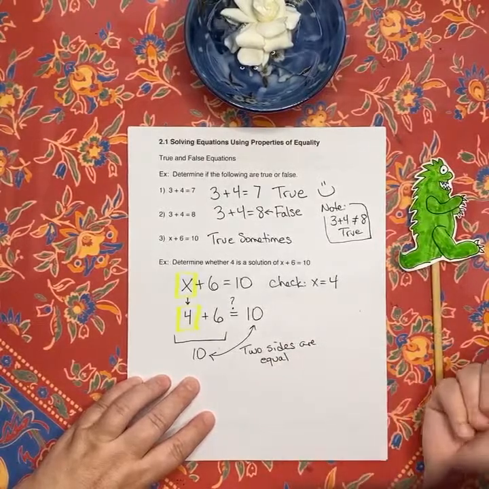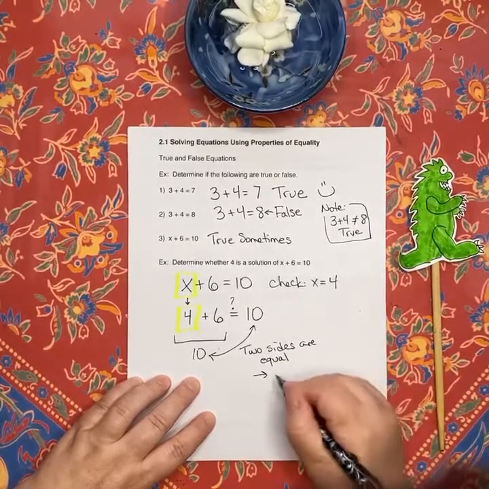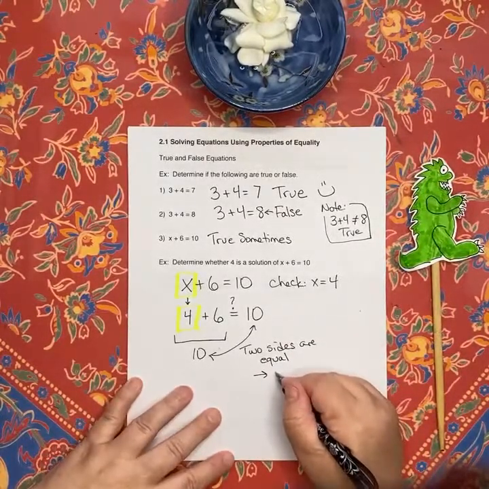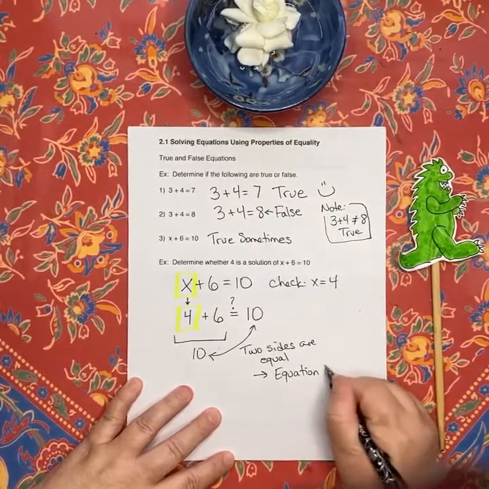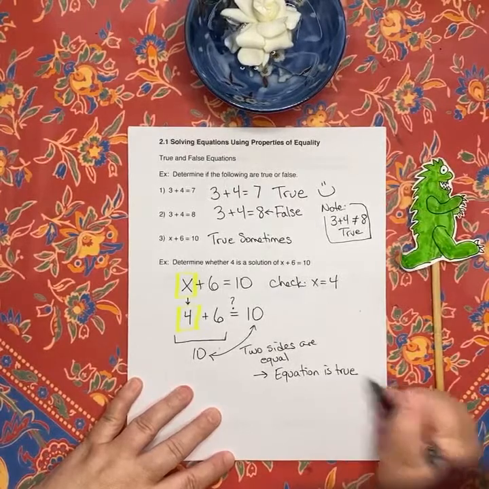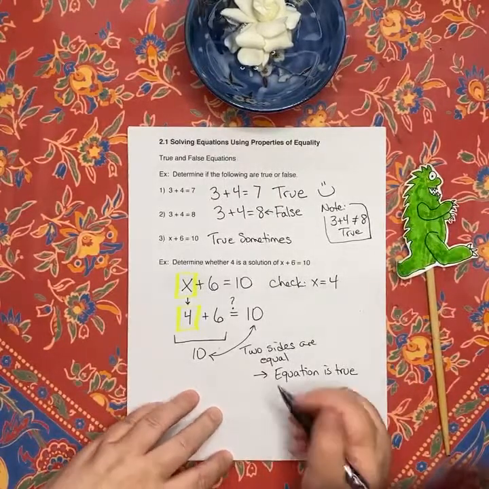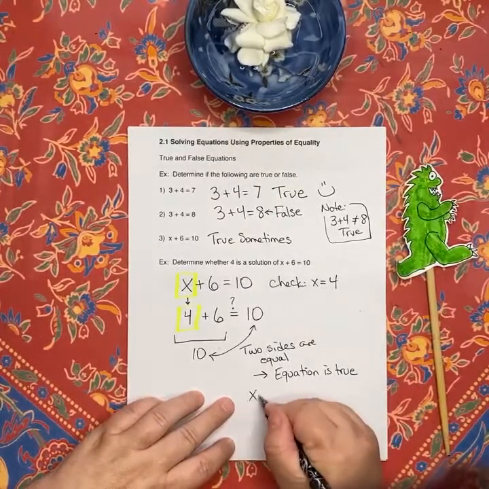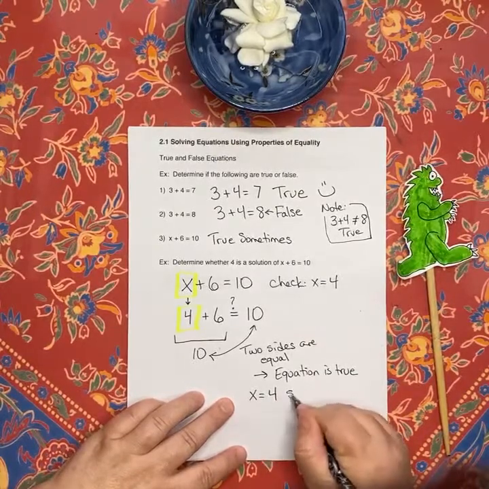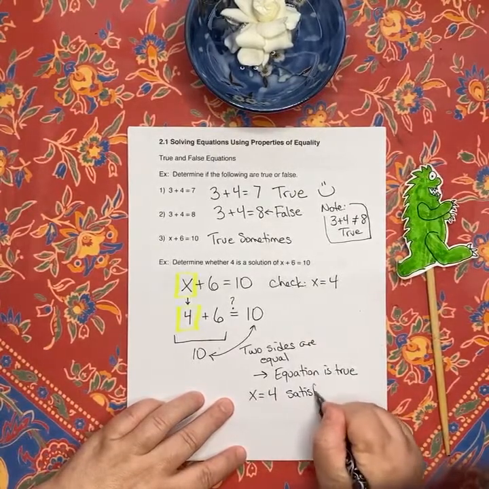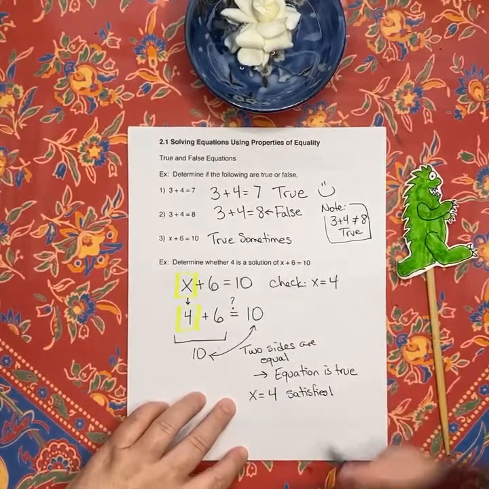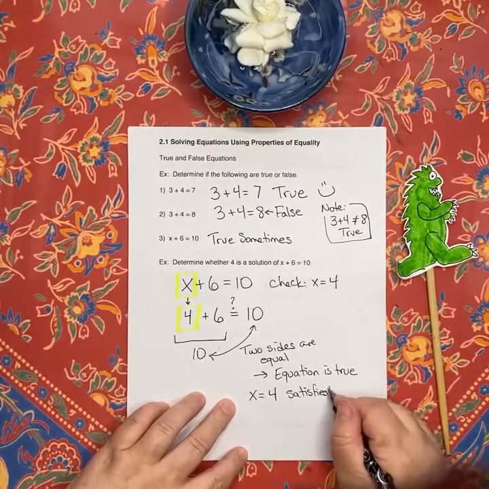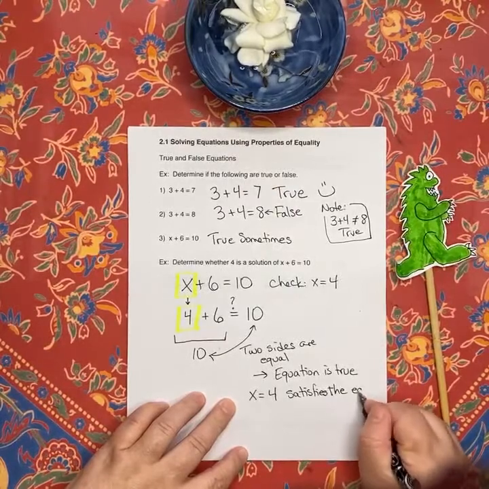Or they match, that means the equation is true. The other way we talk about it is we say x equals 4 satisfies, which is kind of a funny, oops, satisfies, I got ahead of myself, satisfies the equation.